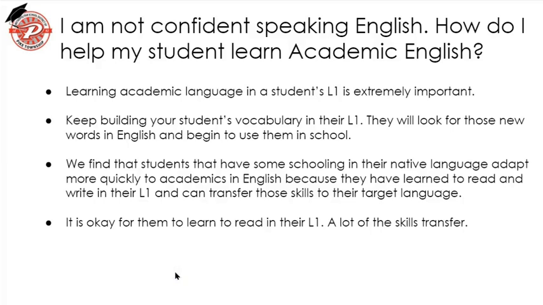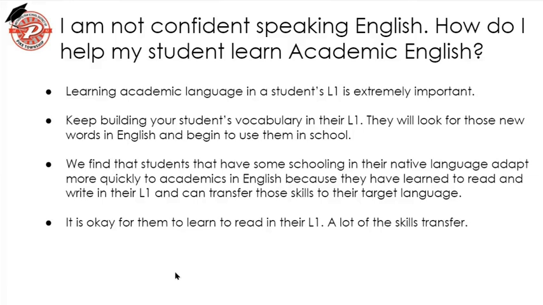I am not confident speaking English. How do I help my student learn academic English? Learning academic language in a student's first language is extremely important. You can help them do this by reading books or telling them stories to help develop their vocabulary in their first language. You want to keep building that vocabulary so that they look for those new words in English and begin to use them in school.